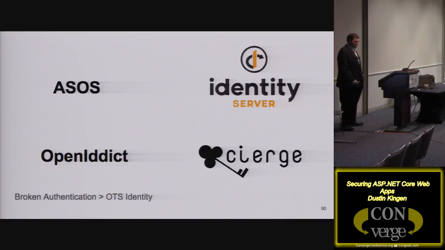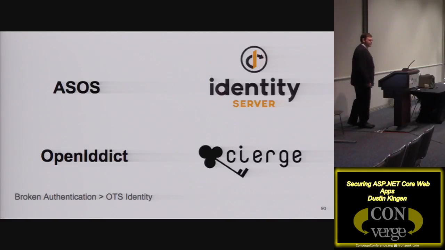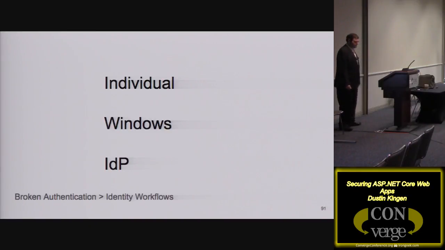Or you can use something like Cierge. Cierge is a passwordless drop-in solution. It won't store any user's passwords, and it mainly uses Google authentication, Microsoft, and it'll just pass you a token back to represent your stuff. Another thing is to just use the various identity workflows that we saw earlier. We can use individual accounts, we can use Windows, or we can use the drop-in identity provider, so something like Active Directory or Amazon's identity solution.